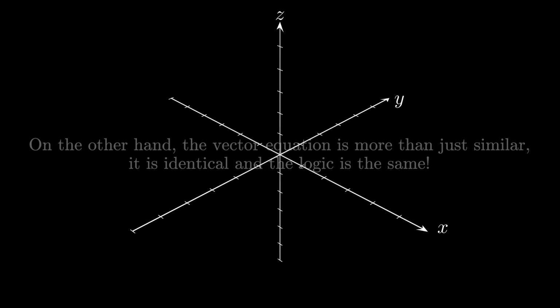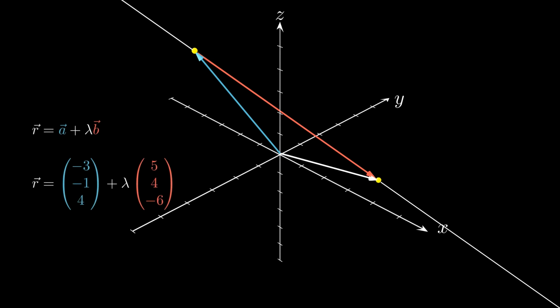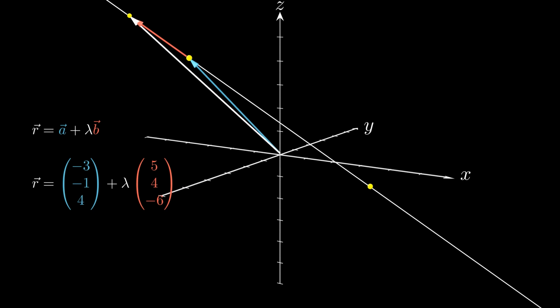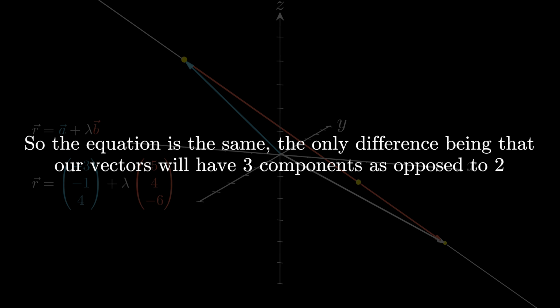Let's start with 2 points in space and a line between them. We create a position vector from the origin to one of the points and a vector parallel to the line, which we add to get a position vector of a point on the line. We can then stretch or contract the direction vector to get the position of any point on the line, just like in the two-dimensional case. And so the equation is the same, the only difference being that our vectors will have 3 components as opposed to 2.